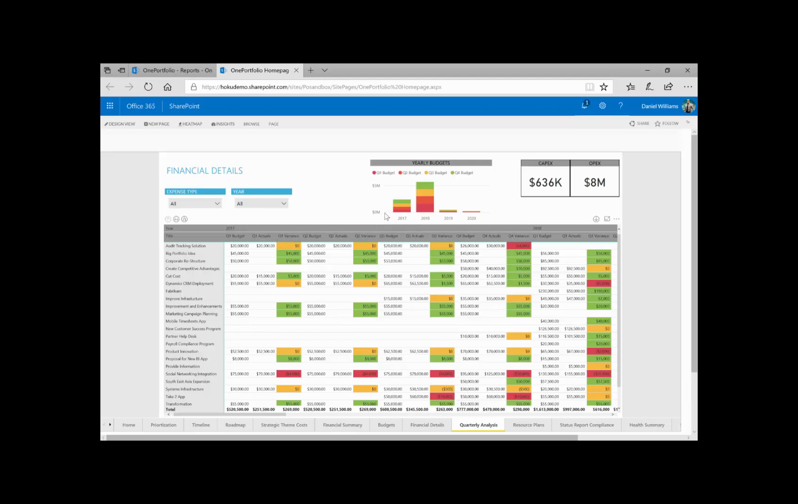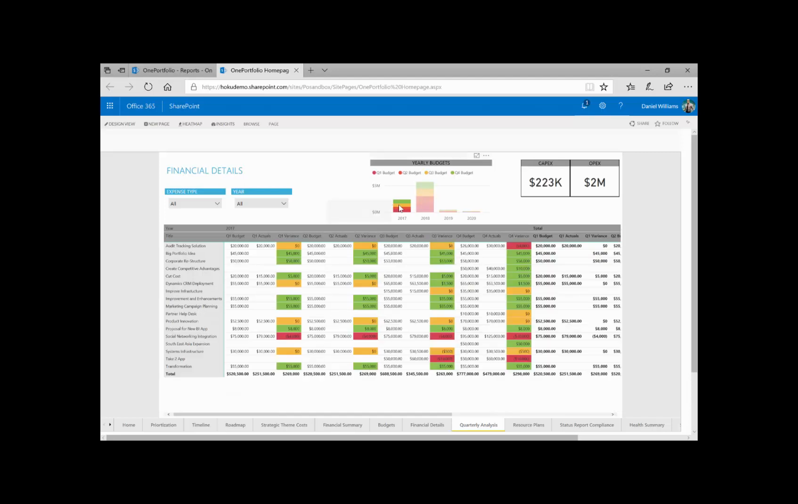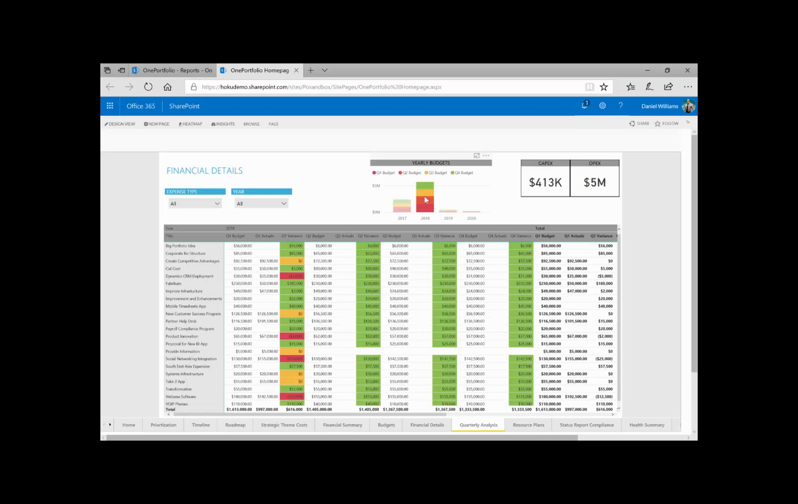I can even look at this on a yearly basis as I go through my yearly budgets. For example, if I want to just focus on the 2017 initiatives, here I am with the actual portfolio items that are in 2017 and what the financial picture is for just those items. Or if I want to look ahead to 2018, I can look at that as well. Once again, all the way summarizing for what I've selected the CapEx and the OpEx pieces.